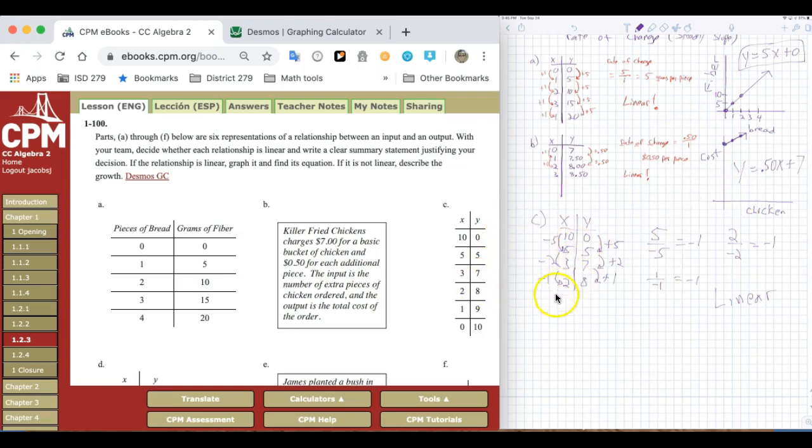And the last one here, I do see that I have a y-intercept, 0, 10. So my equation is going to be y equals our slope, which we see here, I've calculated it 3 times, is -1. And our y-intercept I'm finding from the table. That's going to be 10.